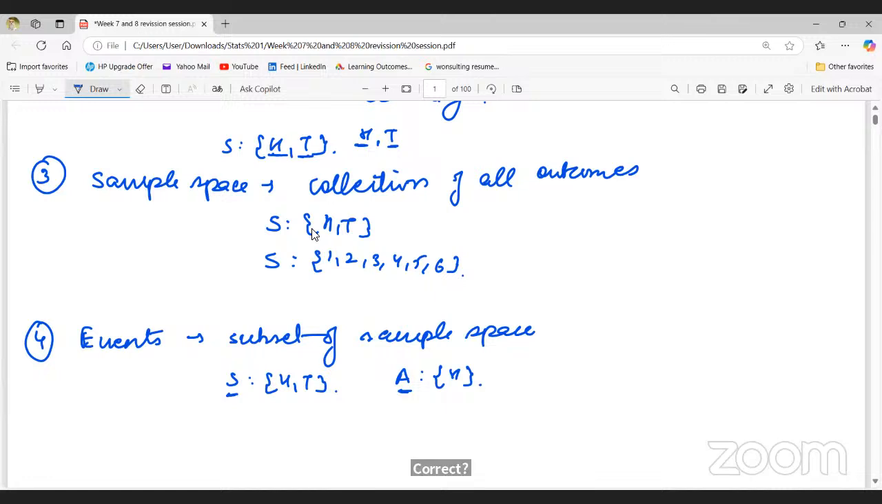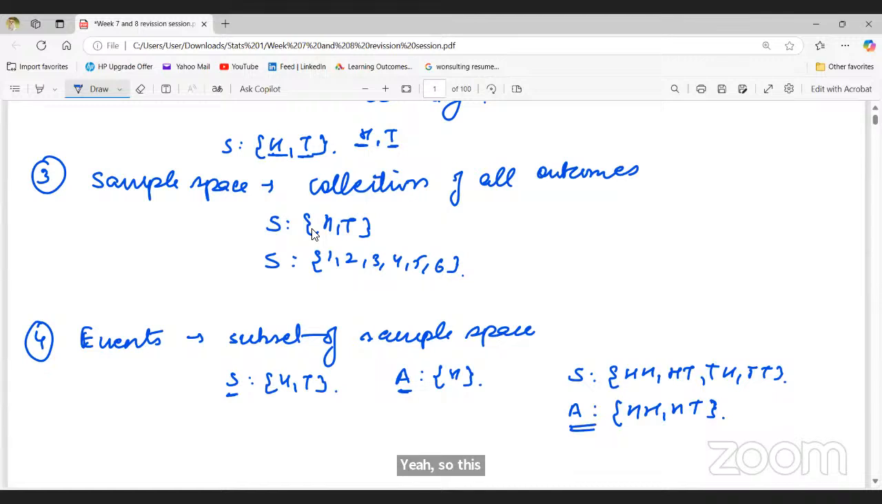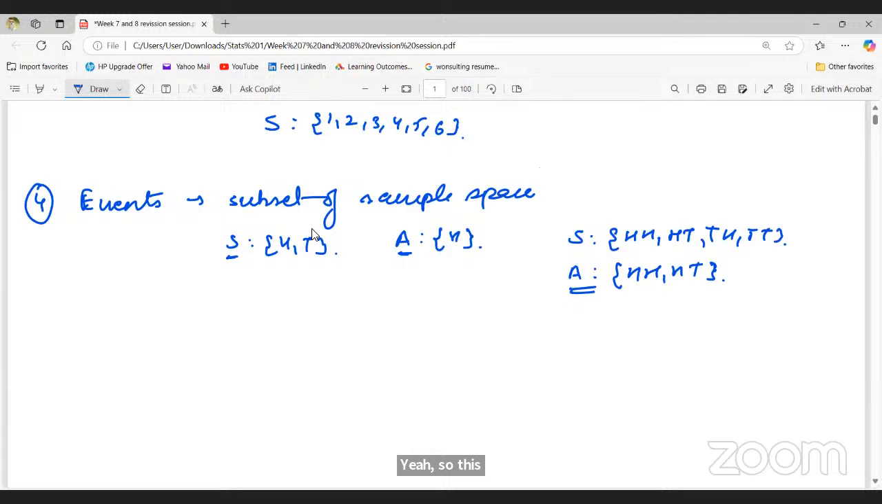Like if I'm tossing a coin twice, my sample space would be head head, head tail, tail head, and tail tail, right? So if I'm considering A as an event in which the first toss is head only, that means head head and head tail. These are the outcomes. So this is an event, which is a subset of a sample space. Fine by everyone? Yes, ma'am.